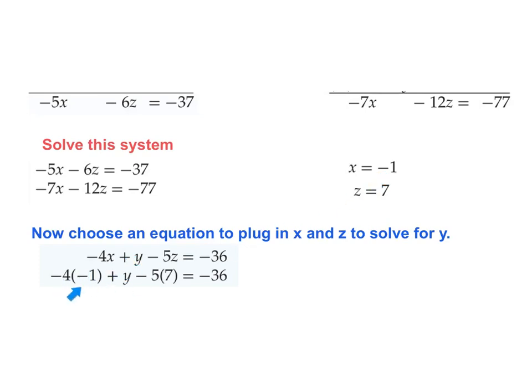So I plug the -1 in for x. I plug the 7 in for z, and now I'm going to just have to get this y by itself. So I'm going to simplify here. This gives me +4. This gives me -35. Okay, so I've got 4 plus y minus 35. That's -31. Okay, y is going to equal -5. Okay, how many got that?